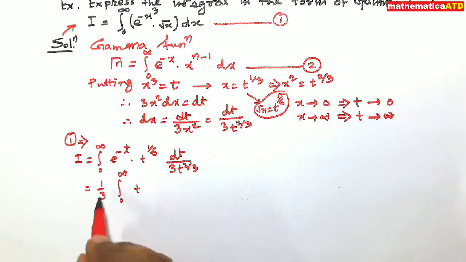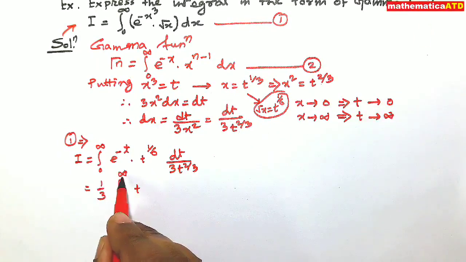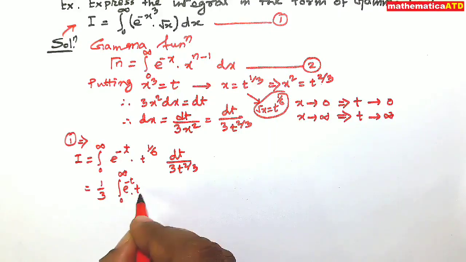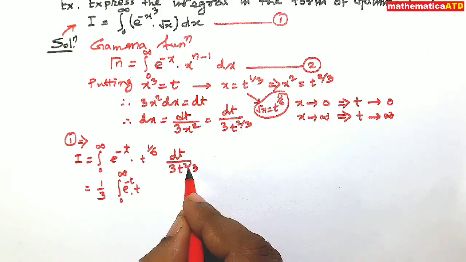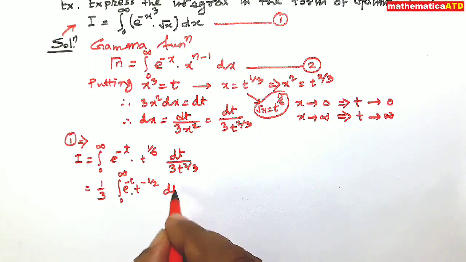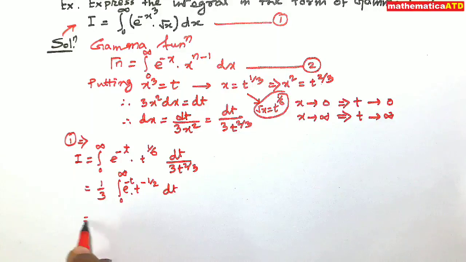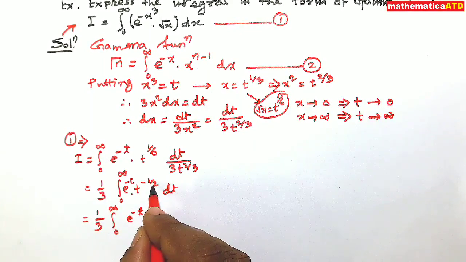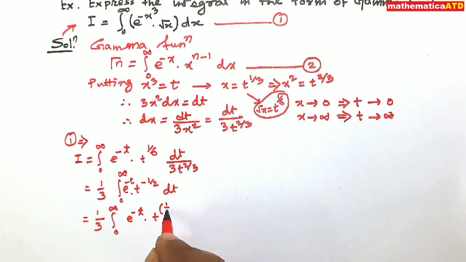So friends, this is 1/3 integration 0 to infinity e to the power minus t into t to the power 1/6 minus 2/3, that means minus half, dt. So we can write this is equal to 1/3 integration 0 to infinity e to the power minus t into t to the power minus half. This minus half can be written as half minus 1, dt.